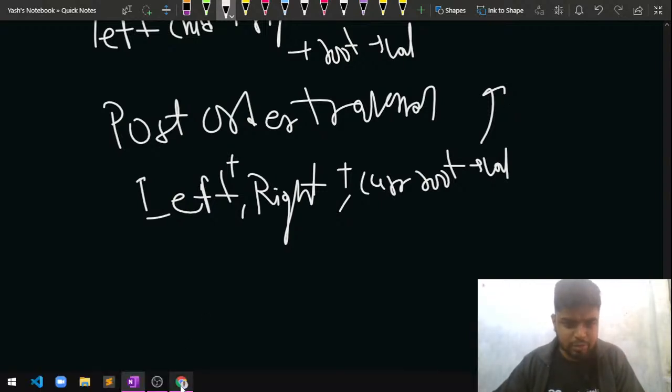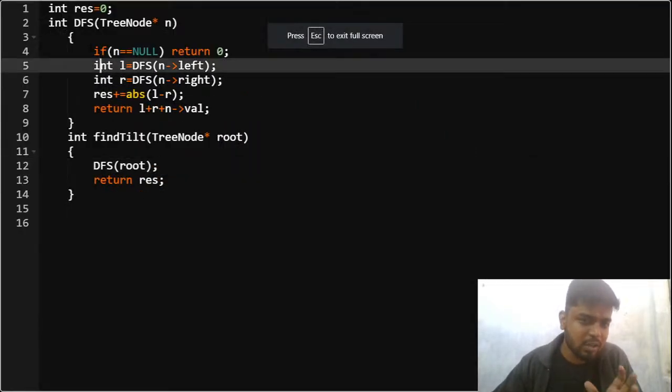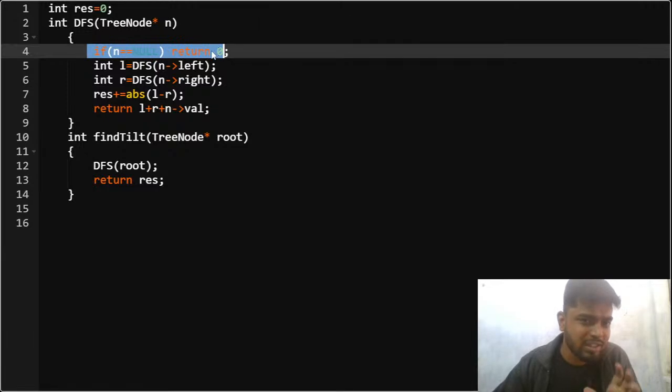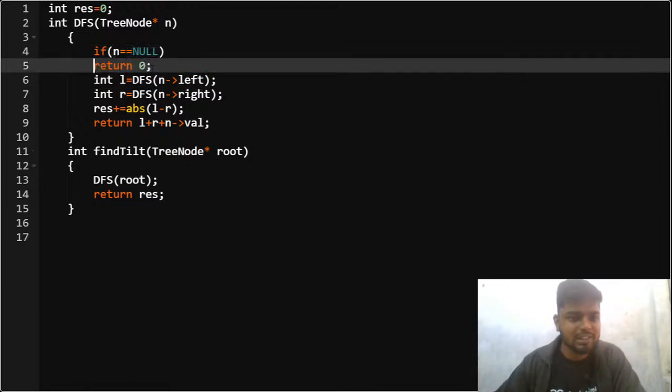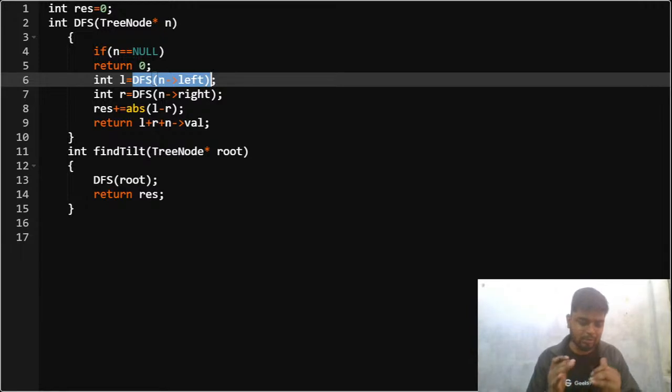Now again, let me show you the code part. First of all, I'll be checking if the current root node that I am at is null, and if it is null, I'll simply return a 0. After that, I will mark my left as DFS of root left, that is, I'll be calculating the left subtree.